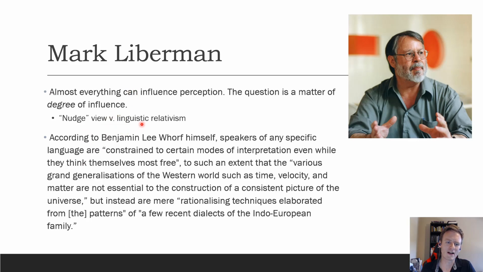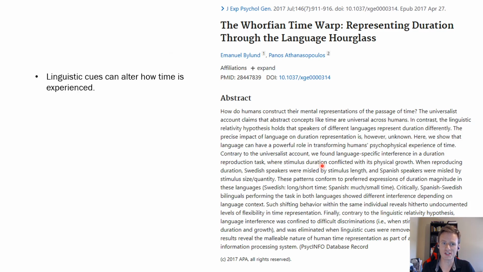And then Liberman kind of dunks on Whorf. He says, according to Whorf himself, speakers of any specific language are constrained to certain modes of interpretation even while they think themselves most free, to such an extent that the various grand generalizations of the Western world, such as time, velocity, and matter, are not essential to the construction of a consistent picture of the universe, but instead are mere rationalizing techniques elaborated from the patterns of a few recent dialects of the Indo-European family. And notice this quote from Whorf is kind of damning because it suggests that language doesn't just influence, but actually constrains the modes of interpretation we have in thought, or the modes of thinking. And Liberman rightly pushes against that.